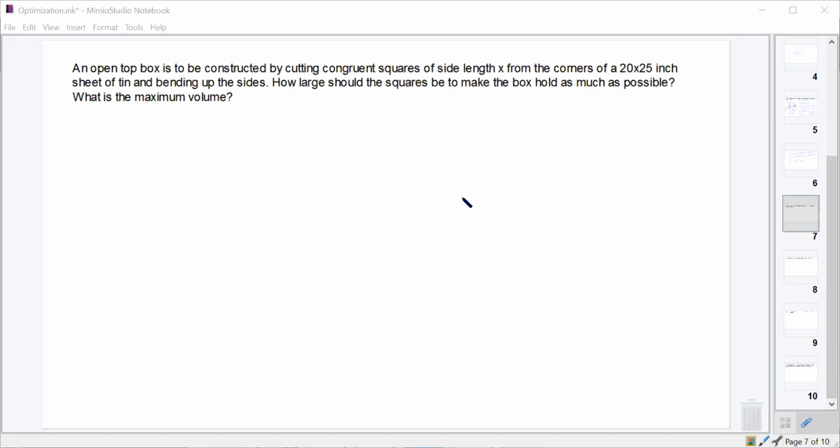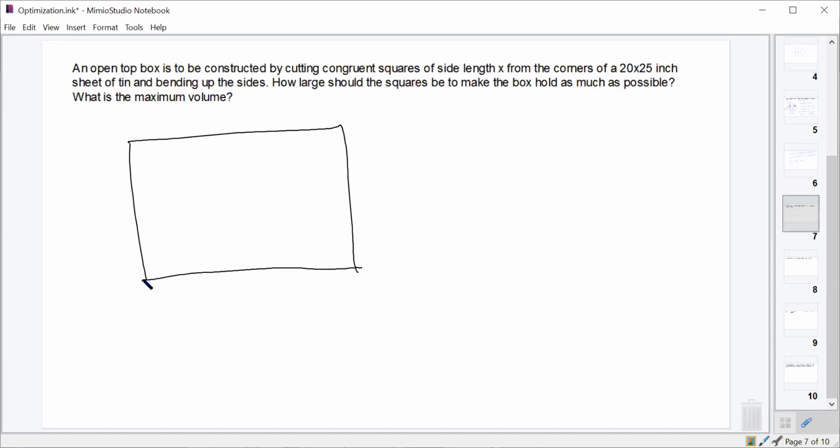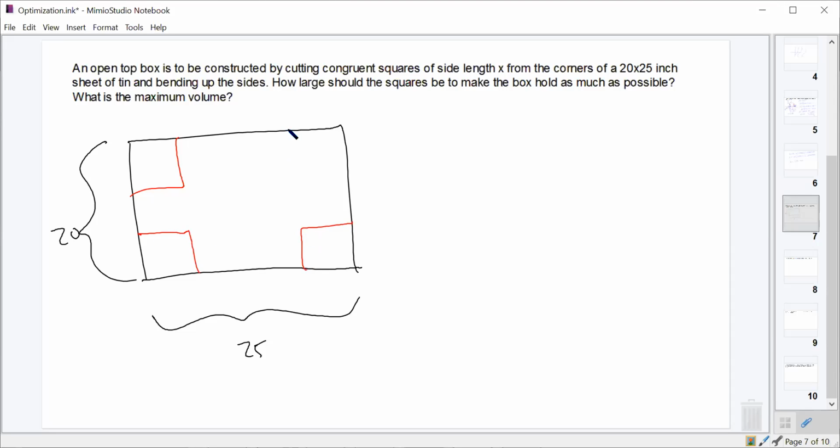All right, ready? You guys got a picture? We work on labeling it. Here's our sheet, 25 by 20 inches. And what are we doing? We're taking the corners off, congruent squares from each corner. And we want to know how large should those squares be to make the box hold as much as possible. So in essence, we're looking for what is the maximum volume here.